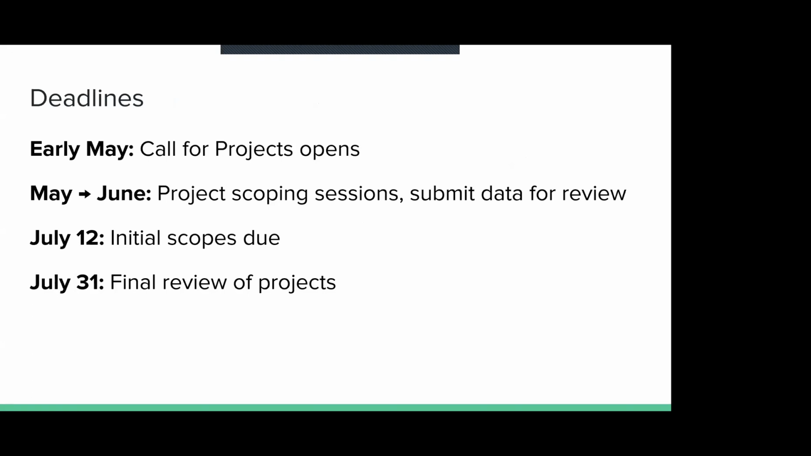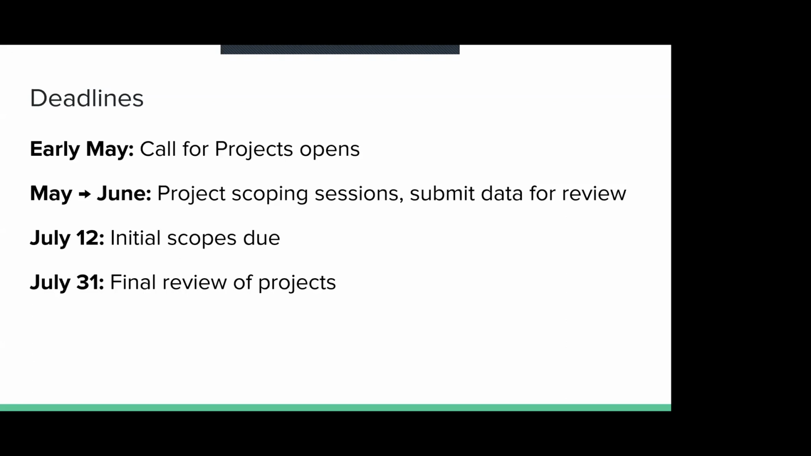So deadlines are normally around early May. We will send out the call for projects and expect to receive something in the next day or so. It'll be an application that asks a number of questions, something that you can fill out right on the computer and submit back to us quite easily. Once the projects are submitted, May, June timeframe is when we normally are sitting with individual proposals and having scoping sessions and making sure that the project is something that can be achieved.